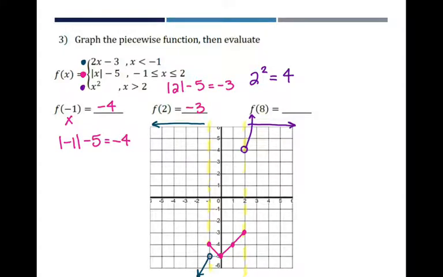And f of 8, 8 is bigger than 2, so I'm going to plug into that last function of x squared. So 8 squared is 64, so f of 8 is 64.